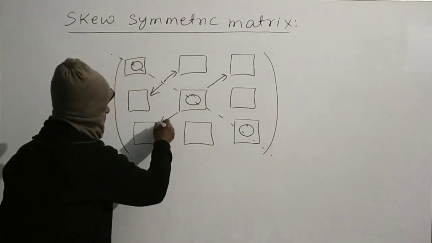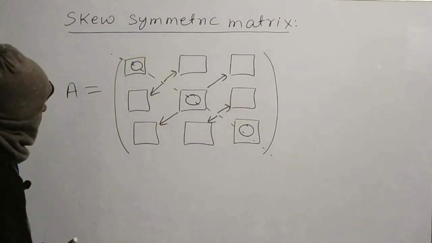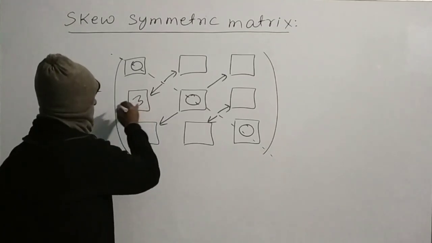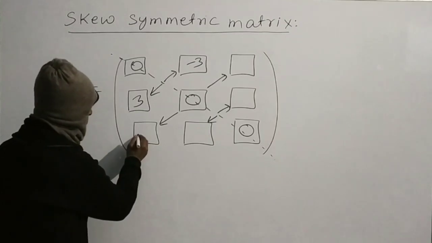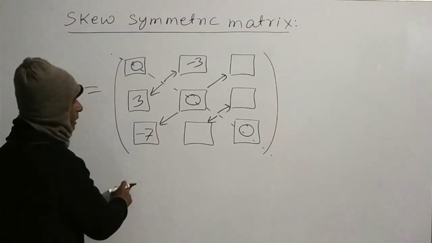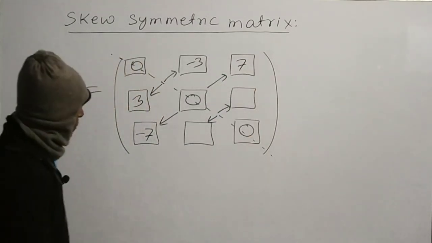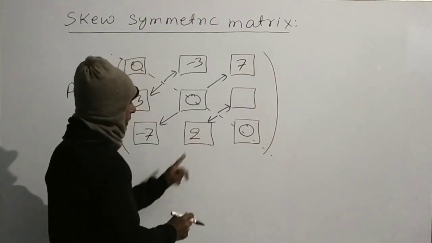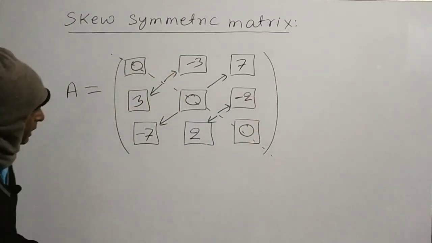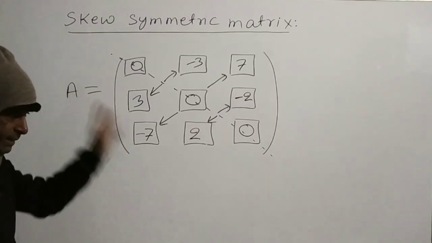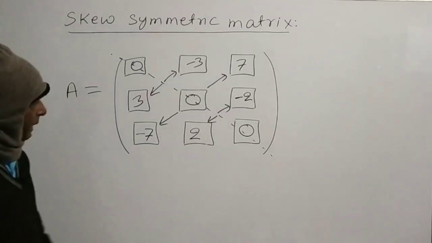Similarly, elements here and elements here, elements here and elements here. If we write 3 here, then here must be -3. If we write -7 here, then here must be 7. If we write 2 here, then here must be -2. Opposite side, equal in magnitude but opposite in sign. This is an example of a skew symmetric matrix.